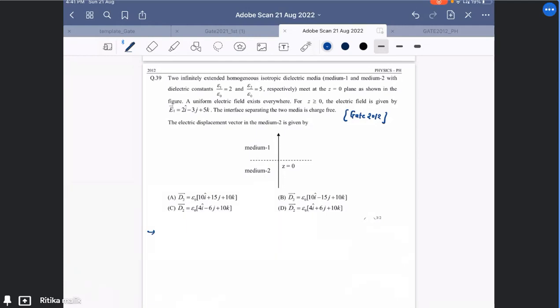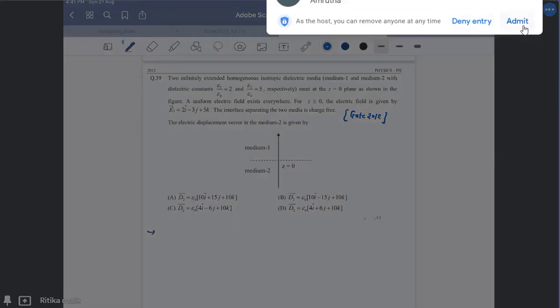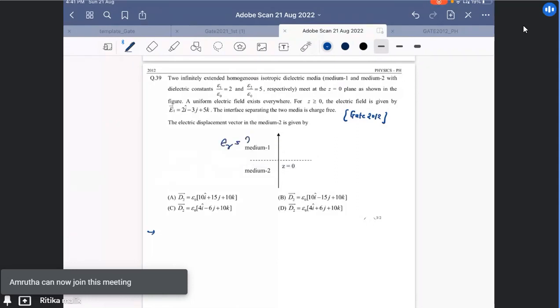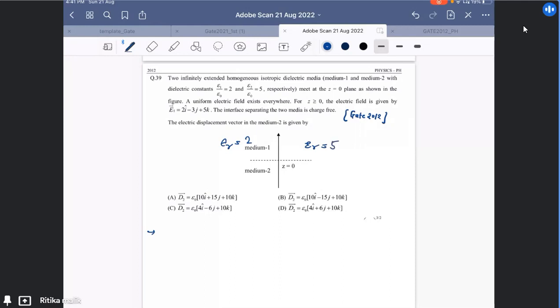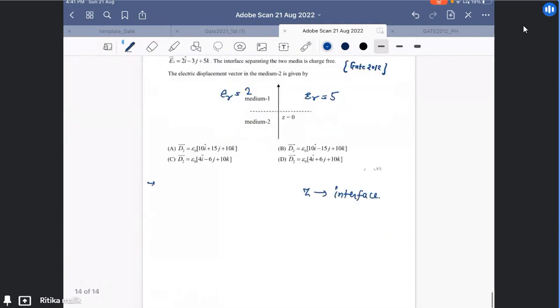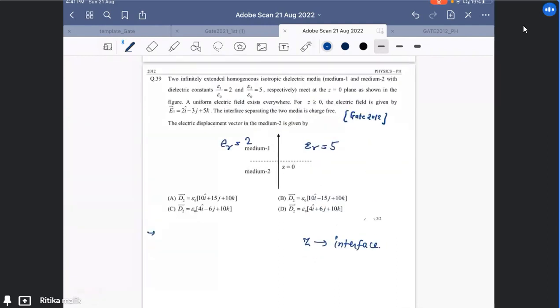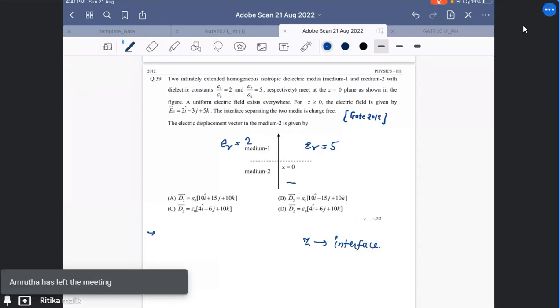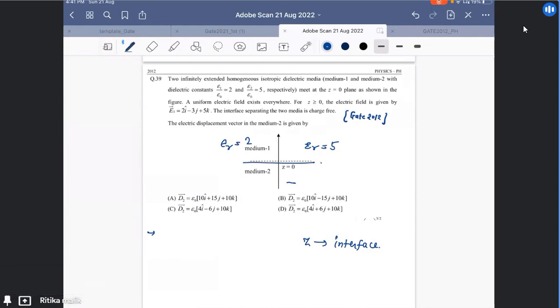Okay, so let's start with this question. Two infinitely extended homogeneous isotropic dielectric media, medium 1 and 2, have dielectric constants epsilon r equal to 2 for this medium and 5 for the other medium. They meet at the z equals 0 plane, so the z equals 0 plane is the interface. A uniform electric field exists everywhere. For z greater than 0, this region, and z less than 0, this region, the electric field in one region is given by 2i cap minus 3j cap plus 5k cap.